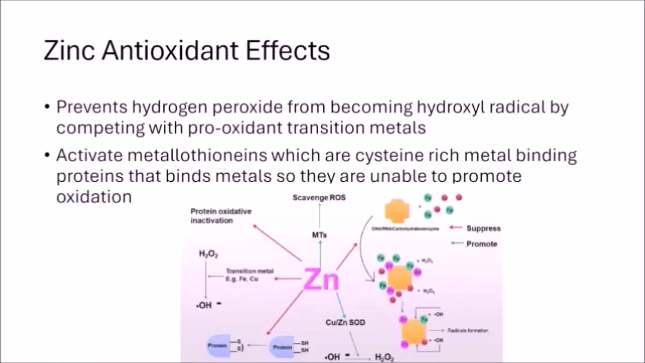Last, zinc acts as an antioxidant by binding to any free hydroxyl radicals, which prevents them from acting as an oxidant on the various molecules in your blood. Furthermore, it stabilizes the cysteine-rich domains of metallothioneins, and metallothioneins chelate or bind up metals in your body, which may promote oxidation such as iron or copper.